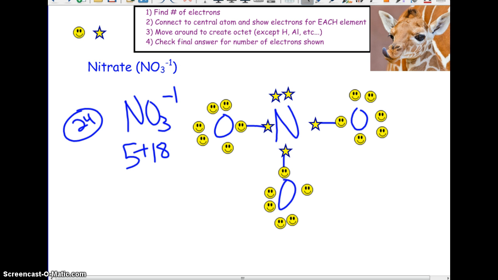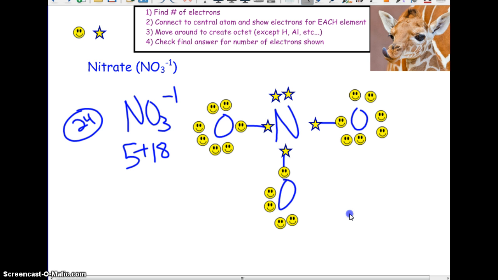Now, since it's a minus 1 charge right here, that means I can add 1 extra electron wherever I like. So let's take it and we'll put it on this O. So now this O has an octet. The N has an octet. The other 2 O's do not. So how about I take an electron from this O and move it up here. Now this O here has an octet. This N has an octet. This O has an octet. This O is too short.